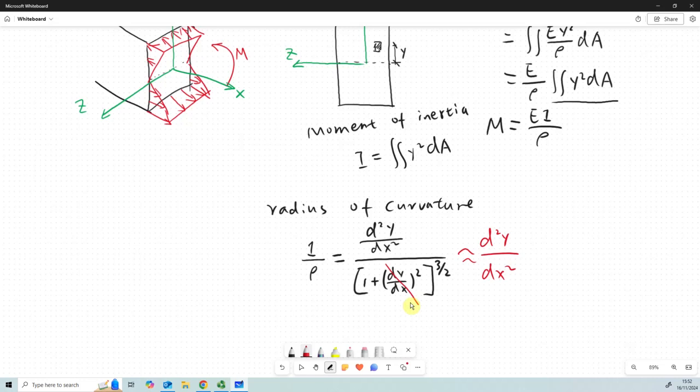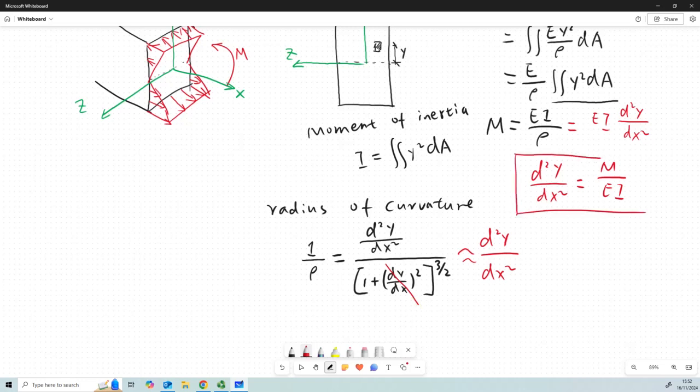After we use this approximation, we can express the equation with this new term, d squared y over dx squared. If we rearrange, we have d squared y over dx squared equal to M over EI. We just put EI on the other side. This equation is called the elastic beam theory. This differential equation will help us find the slope of the beam curve and the deflection of the beam deformation. We will talk about it in the double integration method. So that's it. Thank you.